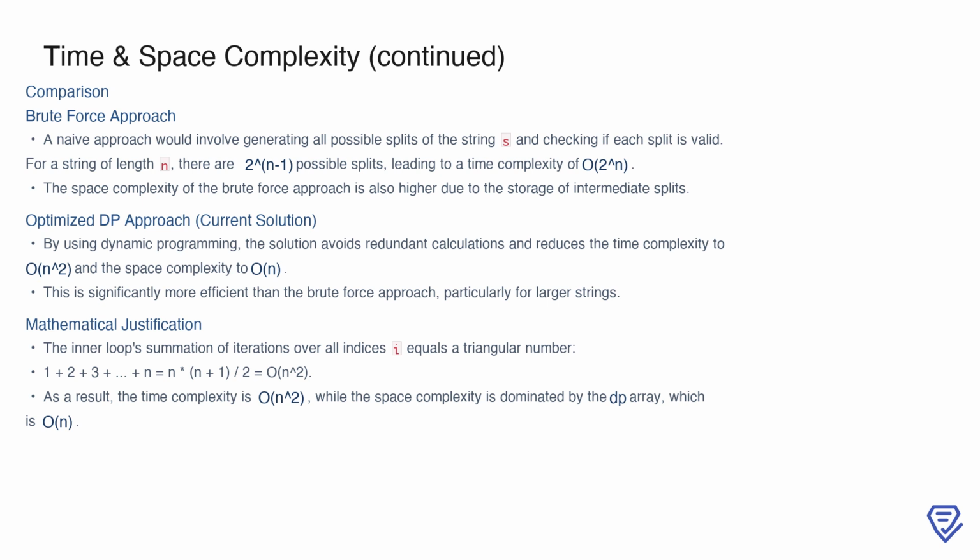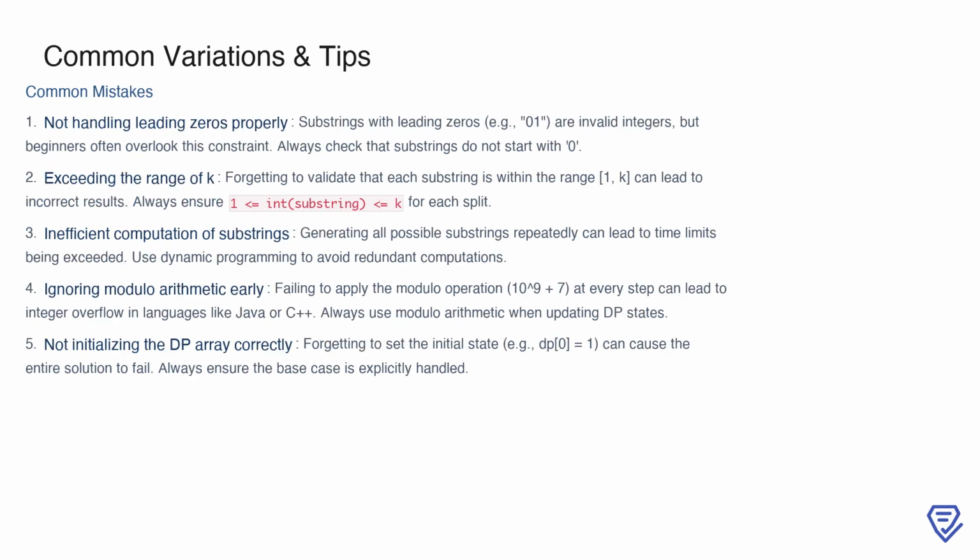This reduces the time complexity to O(n squared), and the space complexity to O(n). Mathematically, the inner loop's total iterations can be represented as a triangular number, which simplifies to O(n squared). Therefore, by leveraging the DP array, we achieve a significant improvement in both time and space efficiency compared to the brute force method.